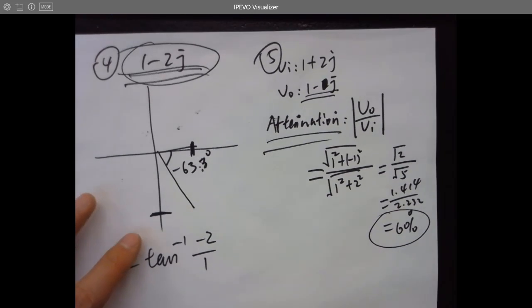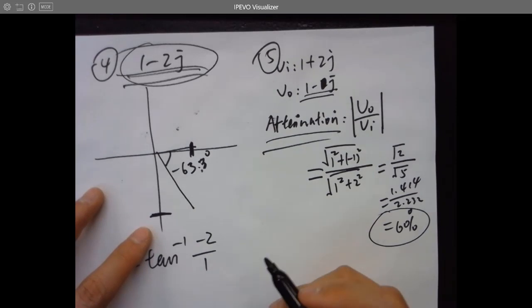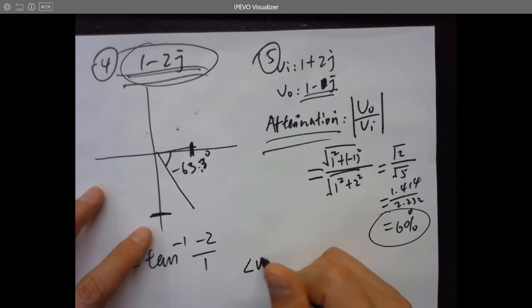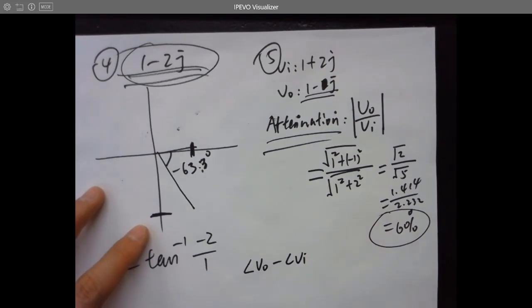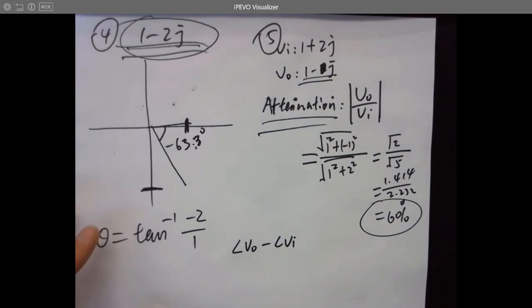What's the phase shift? The angle of VO minus the angle of VI. Is that making sense? I don't care what the exact phases are. We just care about the difference between these two phases. So we get a phase shift, so we get a time delay. We don't care about where Vin gets started. We just care about how long it takes, or what's the time delay between VI and VO.